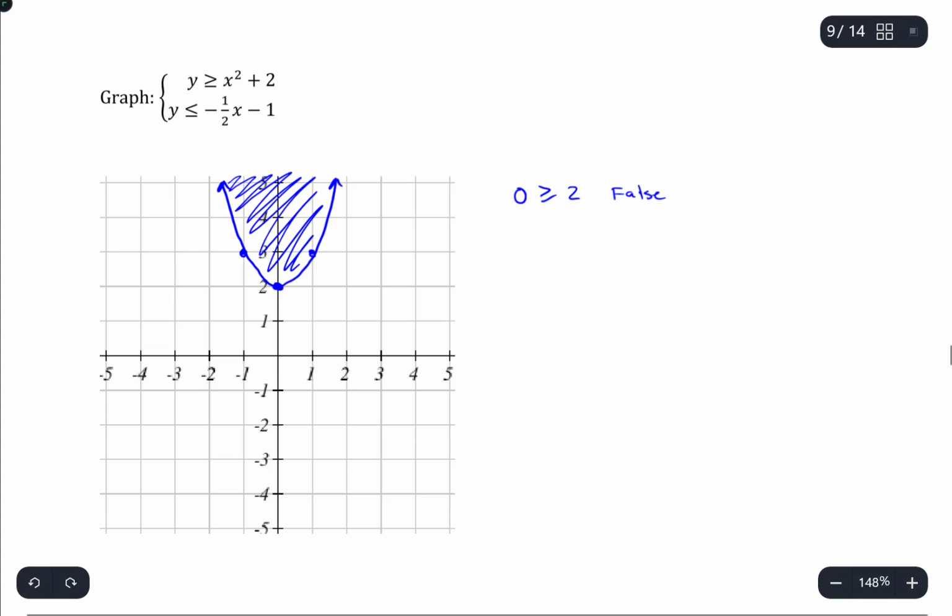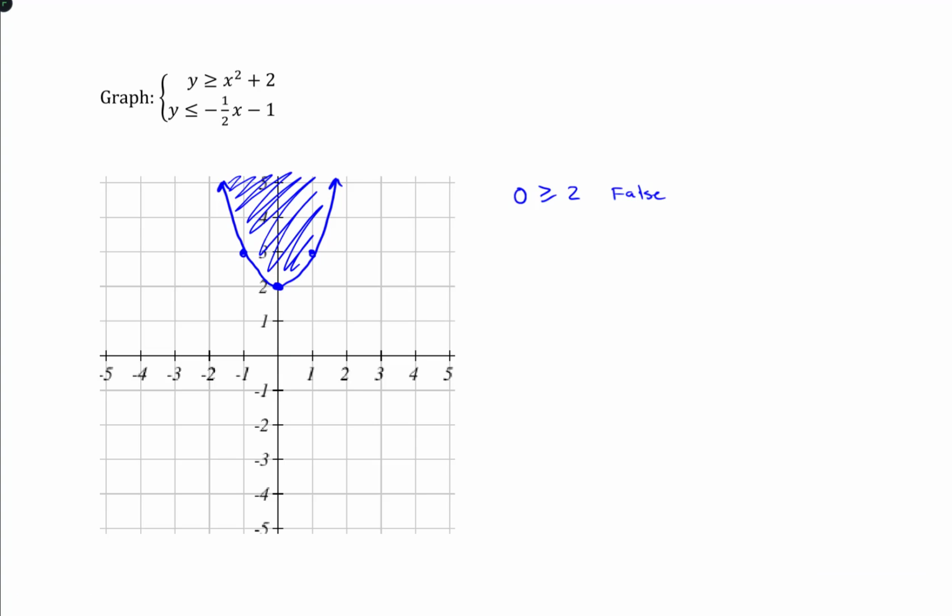All right, now let's jump over here to the line. So with the line, y is less than or equal to negative 1 half x minus 1. I have a y-intercept of negative 1 and a slope of negative 1 half. So if I go down 1 over 2, down 1 over 2, that gives me a couple of points there. Or I could go up 1, back 2, up 1, back 2, and get a couple of points that direction as well.